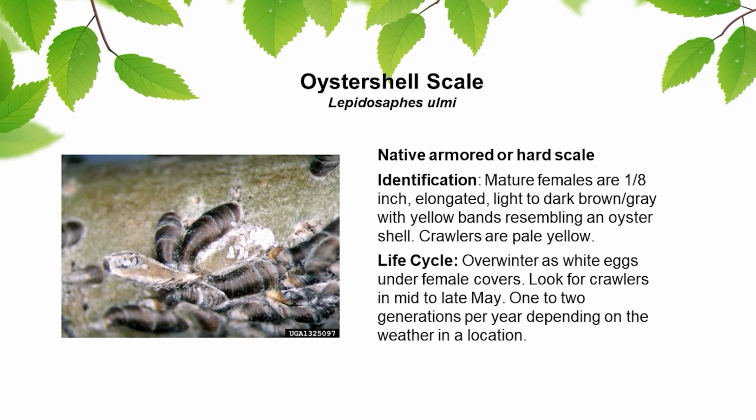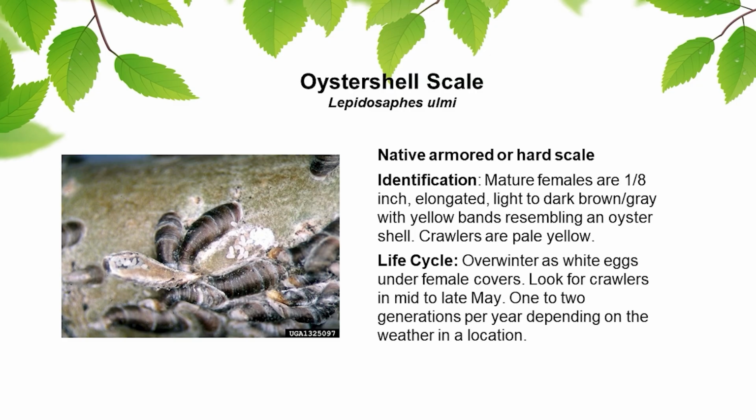Oyster shell scale. Oyster shell scale is an armored or hard scale native to the United States. Mature females are 1/8 of an inch long, light to dark brown or gray in color with yellow bands. Their elongated shape resembles an oyster shell. Crawlers are a pale yellow color.